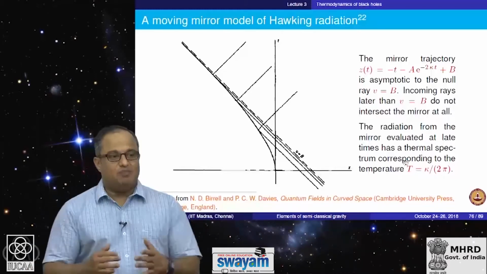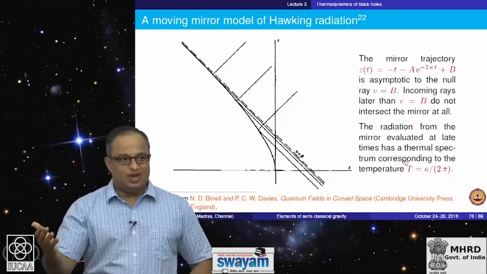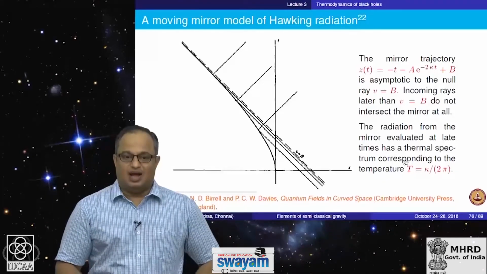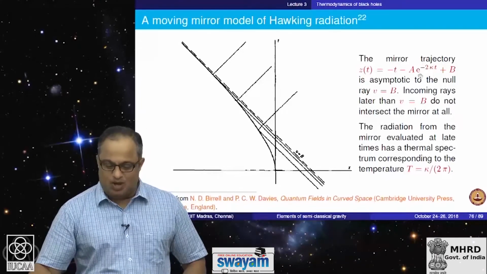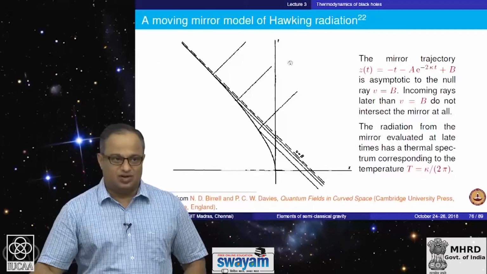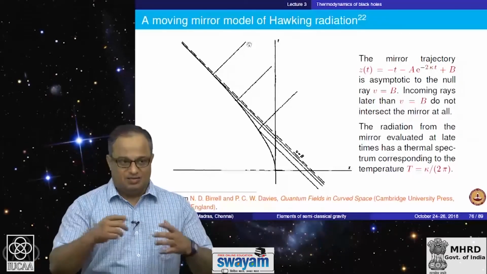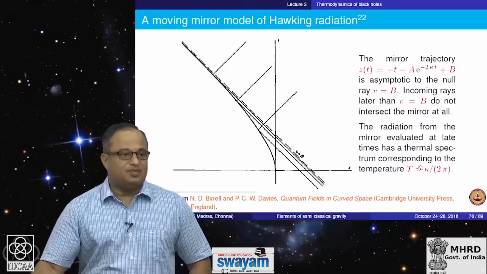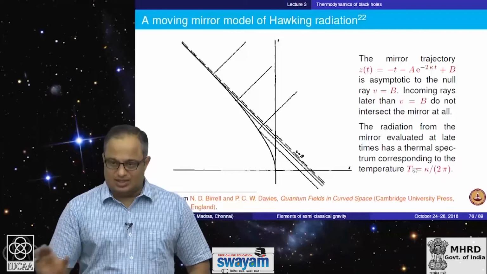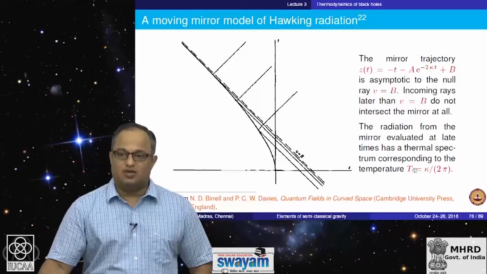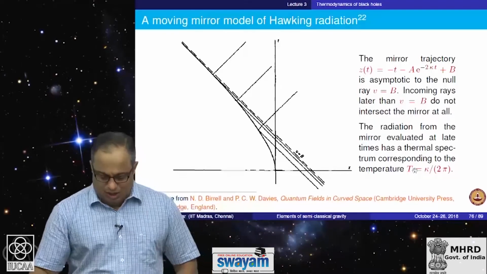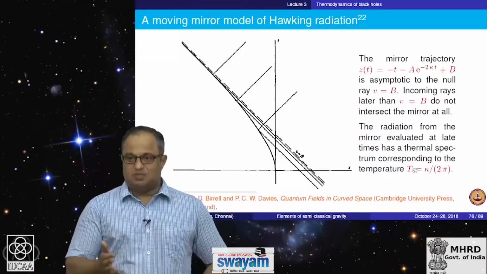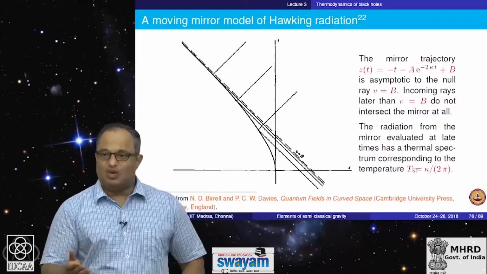And in fact, if you compare the behavior of the modes in the original Hawking paper and this example, they are exactly identical. And it is this exponential behavior in the trajectory of the mirror which leads to the thermal spectrum that is encountered in this case. And this is exactly what is mimicked in the context of Hawking radiation. So, this sort of completes this puzzle that had remained in black hole thermodynamics.